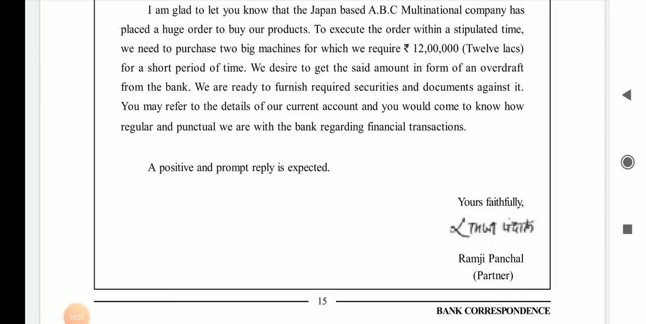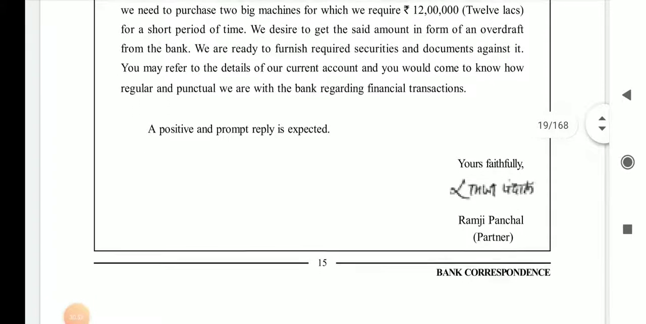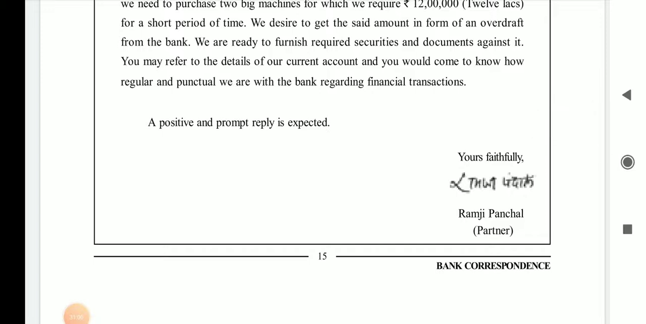Here they mention that they want to purchase two big machines costing a total of 12 lakh rupees for a short time, to meet the whole order in the stipulated time. We decide to get the said amount in the form of an overdraft from the bank. They also mentioned that they want this amount as an overdraft instead of a loan.